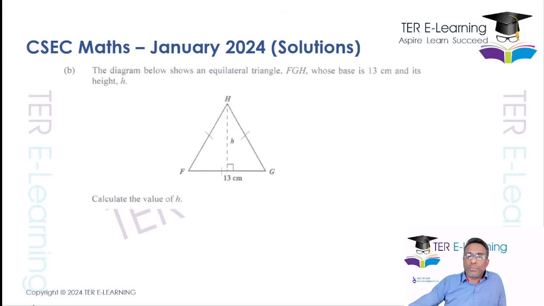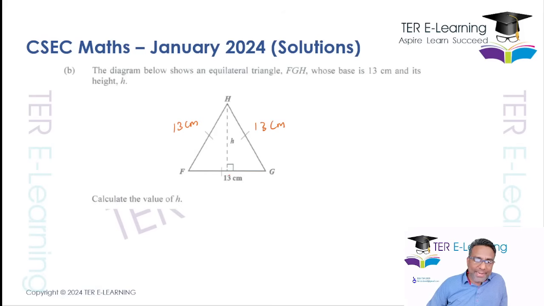Right, part B now. What do we have to do in part B here? The diagram shows an equilateral triangle. So we have a side which is 13 cm. We want to find the length of each. So if it's an equilateral, it means that this is 13 cm. It also means that this here is 13 cm, right?